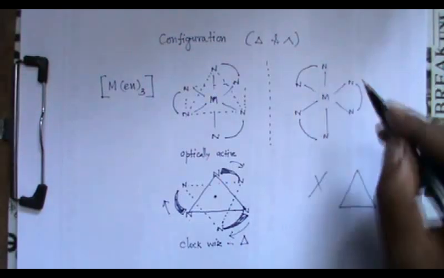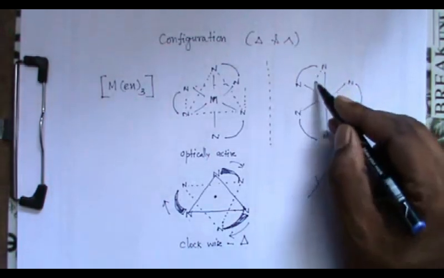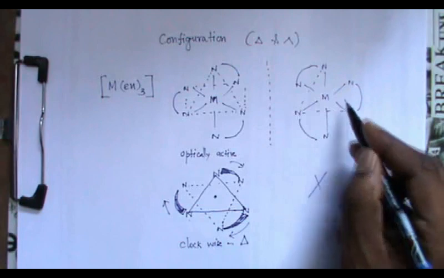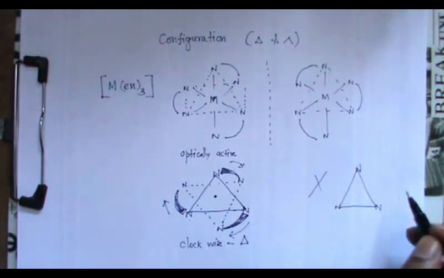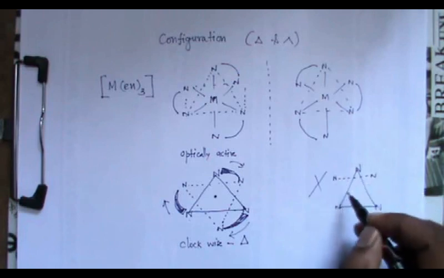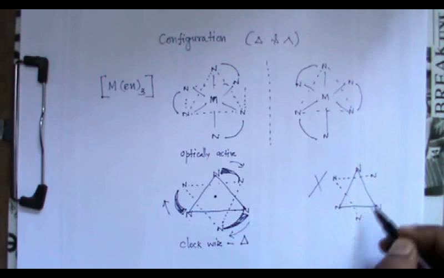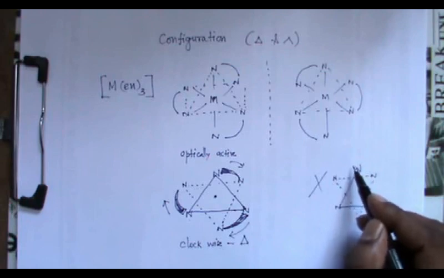Let us consider its enantiomer. First I take these 3 nitrogen atoms. They will be on the top. And these nitrogen atoms will be at the bottom. These two are connected. This is on the top. So I connect like this.